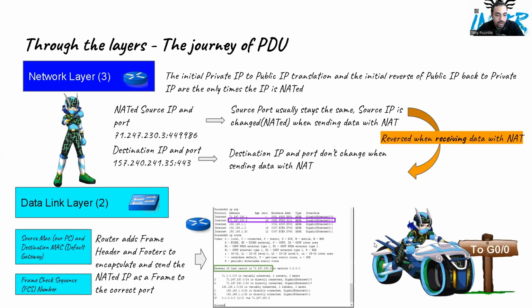Our router gets the default gateway IP from the IP route table and then looks for the IP in its ARP table to get the MAC address. That's how our router knows the default gateway's MAC address for the destination MAC address in the data link header. From there, our router sends a newly formed frame off to the router port connected to the default gateway router, which it found from its ARP table.